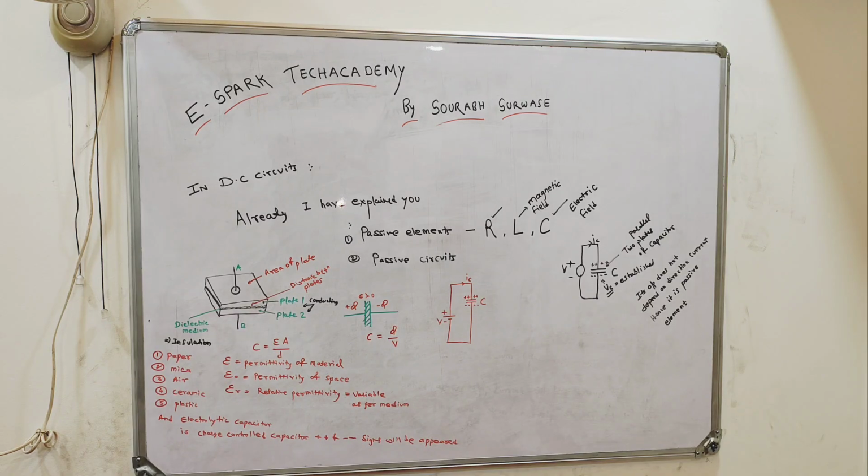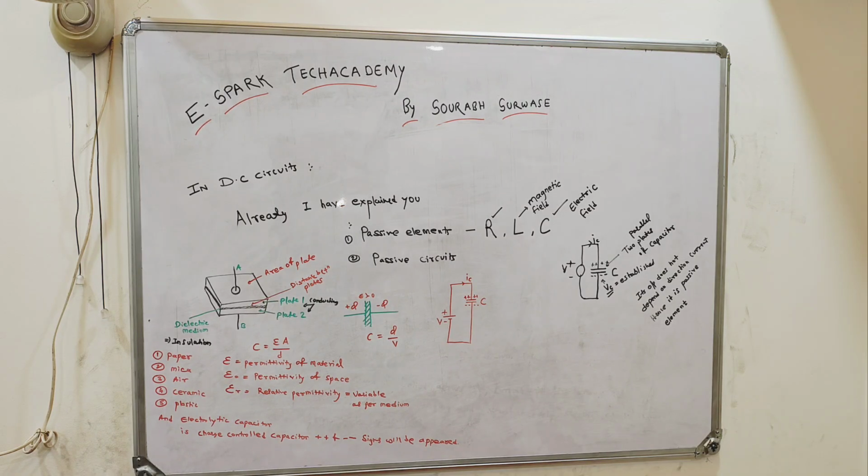as time lasts, the charges will be accumulated on either side of the plates, positive charges and negative charges, and accordingly the electric field will be set up, and in the form of that electric field the voltage will be stored in the capacitor. That's why we have said that.